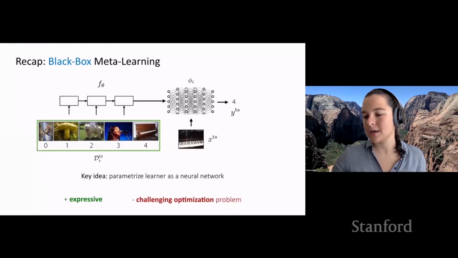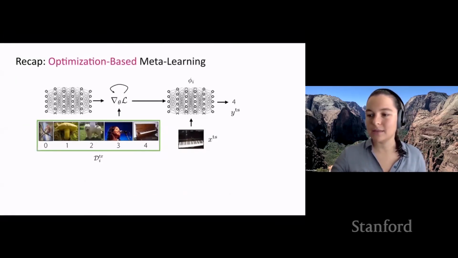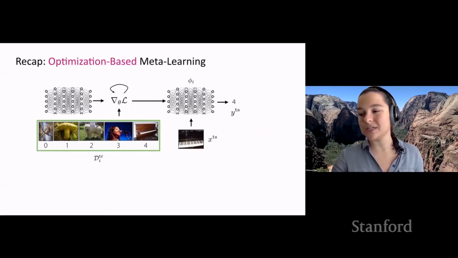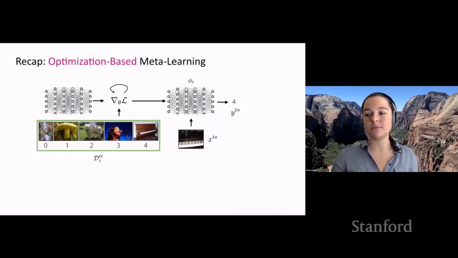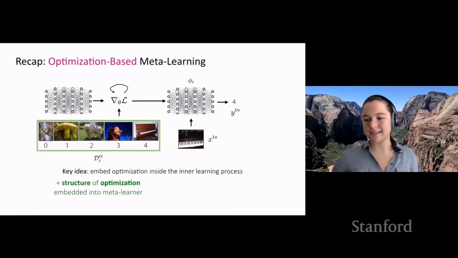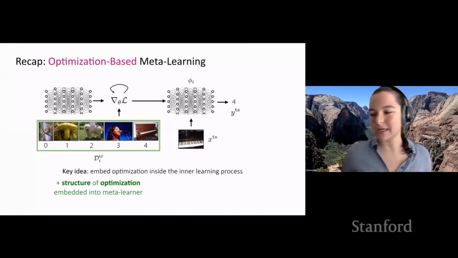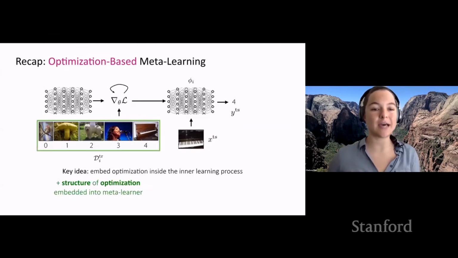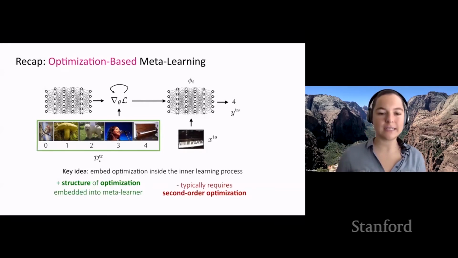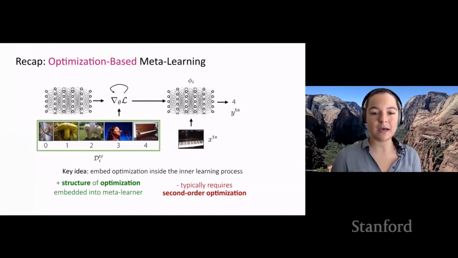The benefit of this is that it's very expressive. The downside is that it's a very challenging optimization problem, which you may have encountered in the homework as well. Next, on Wednesday last week, we talked about optimization-based meta-learning, which embeds an optimization inside the meta-learning process, and then you can differentiate and optimize things such as the initialization of that optimization process, the learning rate, and other free parameters of the optimization. The main benefit of this kind of method is that it builds the structure of optimization into the meta-learning process, which can make it easier to optimize and also easier to generalize to tasks outside of your task distribution.